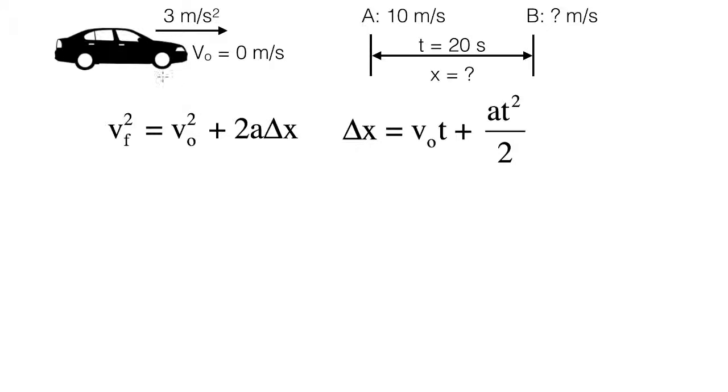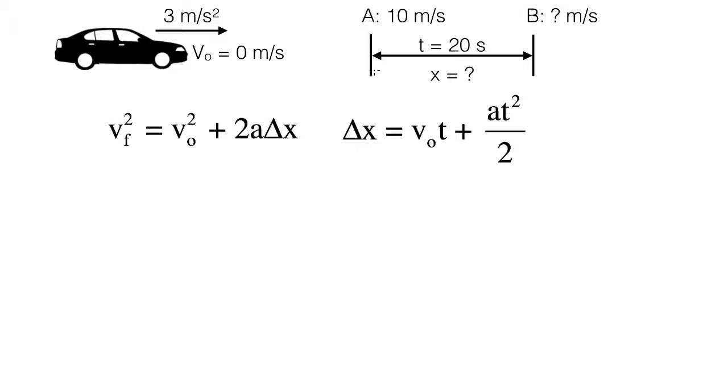So now let's look at this problem up here, and we'll see how we can use these equations down here. So let's say that we have a car that goes 3 meters per second squared, and the initial velocity is 0 meters per second, or the car is at rest, but it's starting to speed up at a rate of about 3 meters per second squared.